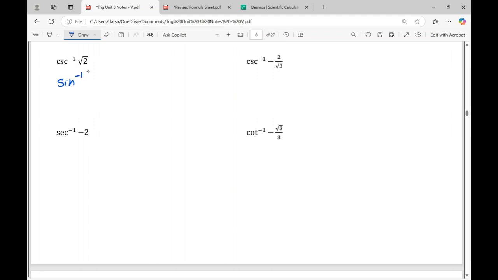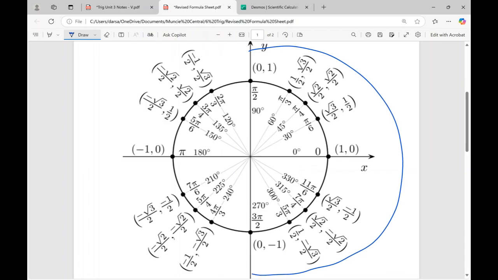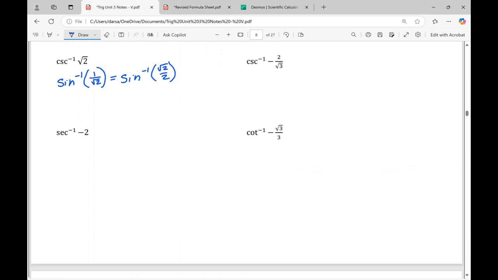So what is the reciprocal of cosecant inverse? That's sine inverse of 1 over square root of 2. And if we rationalize this, that means we're looking for the sine inverse of square root of 2 over 2. Okay, so if we look at our unit circle, remember sine inverse, we're allowed to look in quadrants 1 and 4. What has the sine of square root of 2 over 2? Well, that is pi over 4. So our answer here is going to be pi over 4.